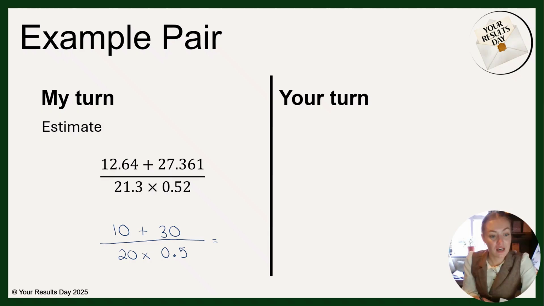If we start to tidy this up, we've got 10 plus 30 is 40 on top, and 20 multiplied by 0.5, well 0.5 is the same as a half, and a half of 20 is 10. And then 40 divided by 10 is 4.